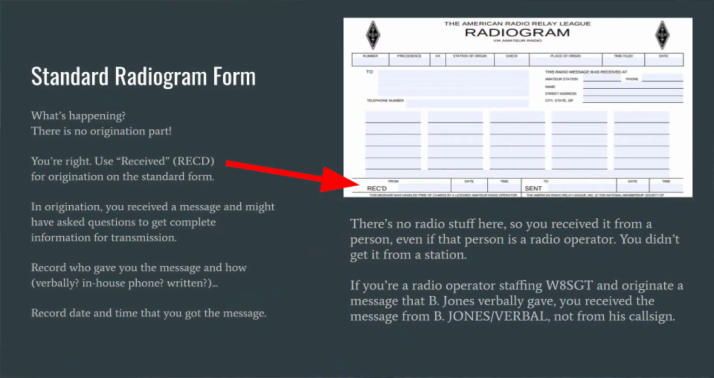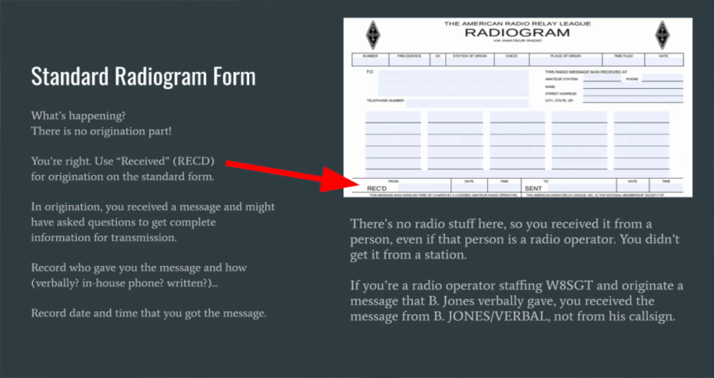So let's take a look at the standard radiogram form. The first thing that we notice is in the bottom left, there is no box for origination separate from what we see in the received box.